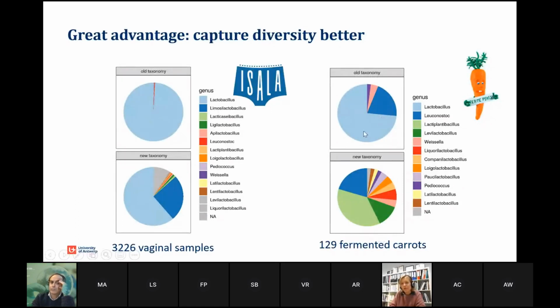And then work on fermented vegetables is also being continued. At the top you can see the old taxonomy, where we were not really able to capture the diversity very well, while at the bottom, you can see that we are now better able to capture the diversity and the different taxa that can be present in fermented vegetables.